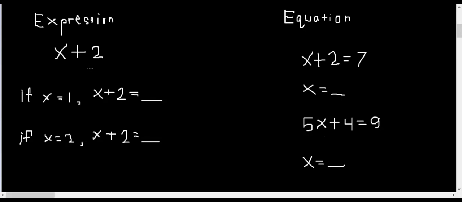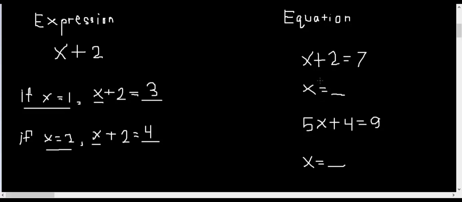For example, we have an expression x plus 2. We cannot find what is the value of x plus 2 because we don't know what is the value of x. The value of x could be anything. But if we give a statement, for example here, if x is equal to 1, then x plus 2 is equal to 3. If x equal to 2, then x plus 2 is equal to 4. We simply just change it into 1 here, change this into 2.